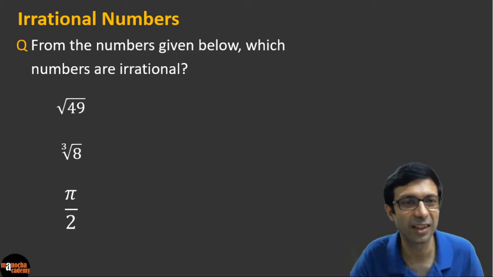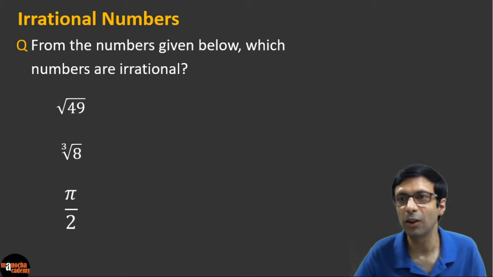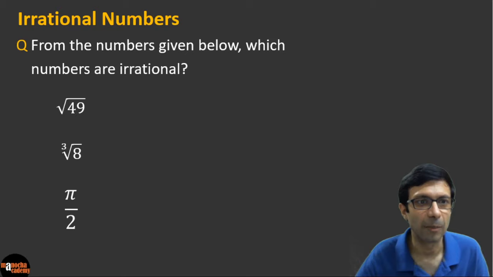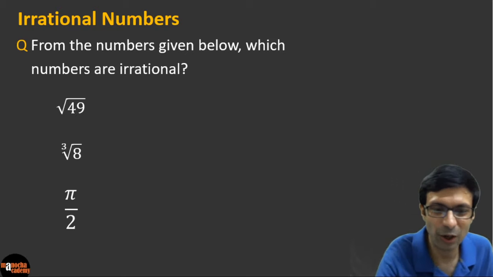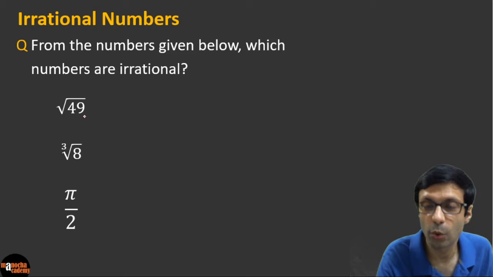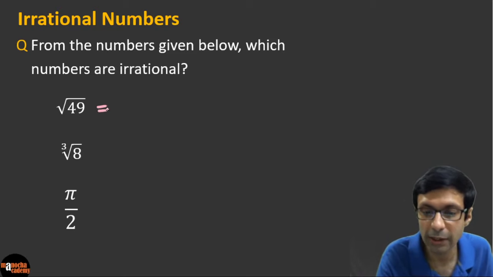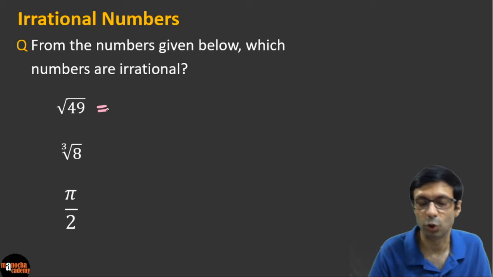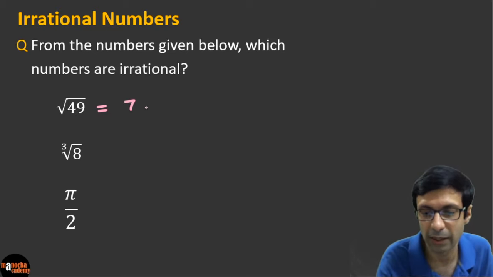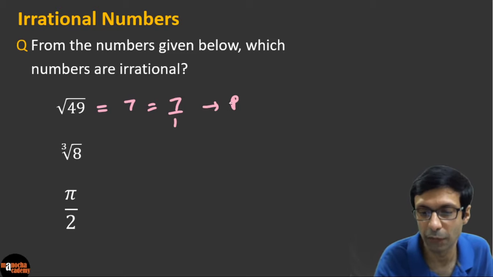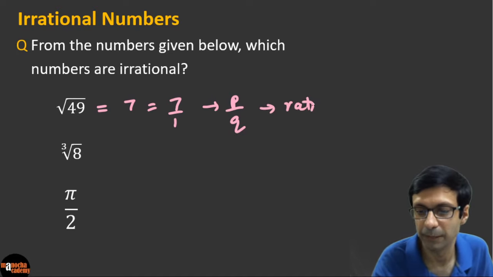Okay, I see a lot of answers here. Good. So a lot of you are saying pi by 2 is the only irrational number here. Okay, somebody saying cube root of 8, pi by 2. Excellent. I think you guys got it right. So let's take a look, because square root of 49. So even though it's in a square root, it's in a surd form, but you first need to check if it can be simplified. So square root of 49 is 7. So that's basically 7 or 7 by 1, right? And that's clearly a rational number because it's of the p by q form.